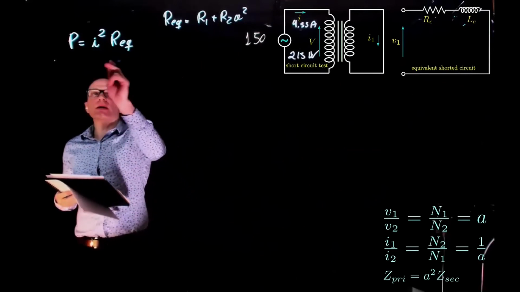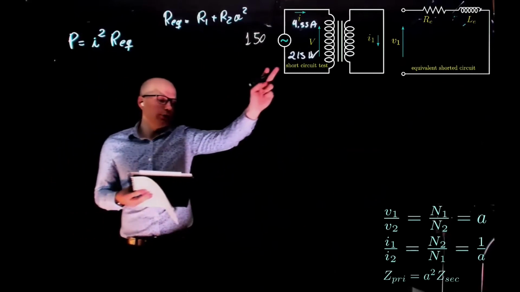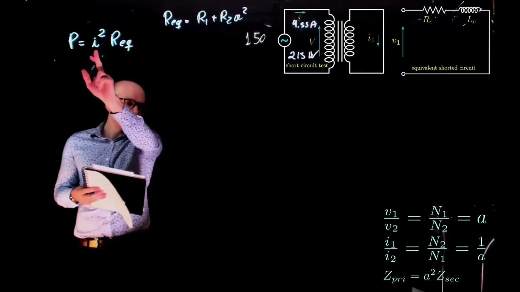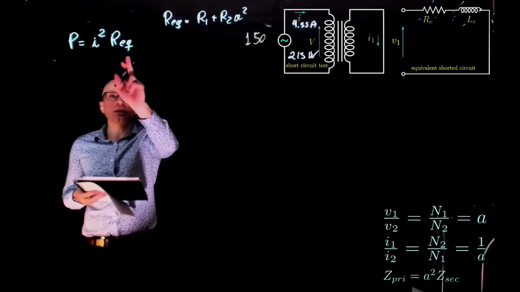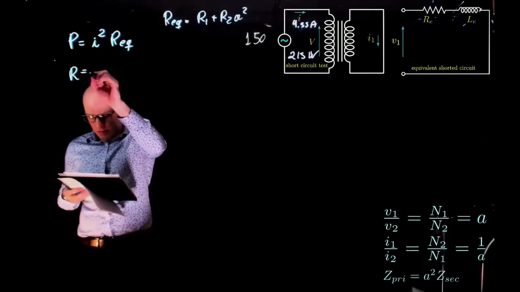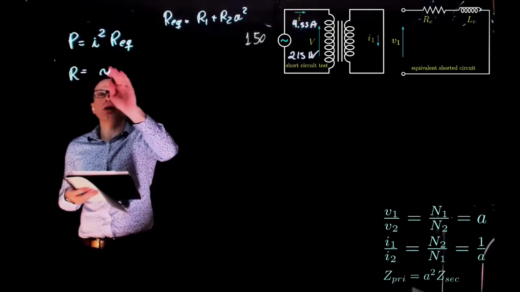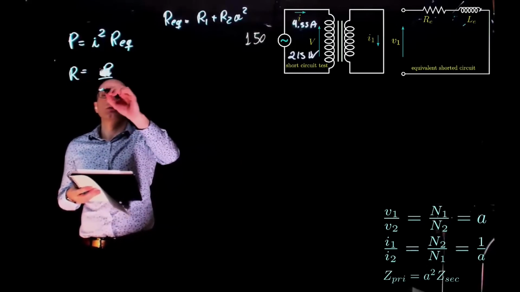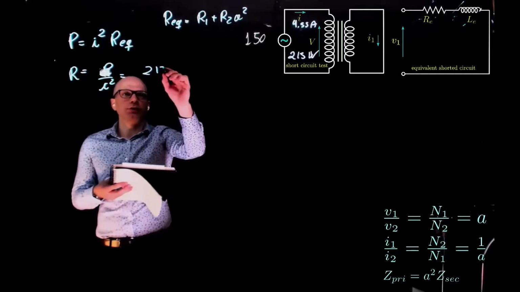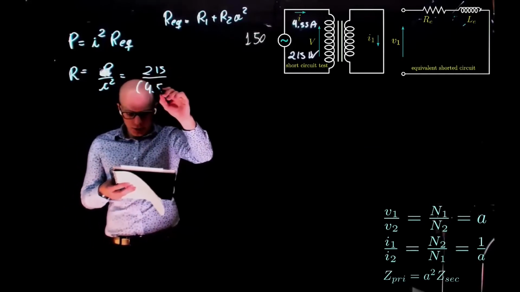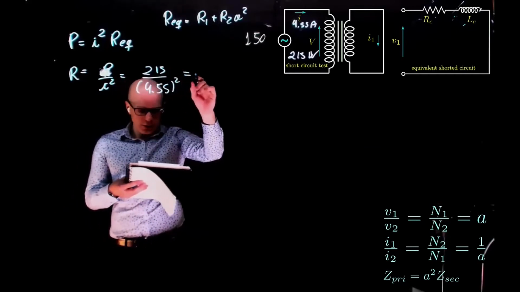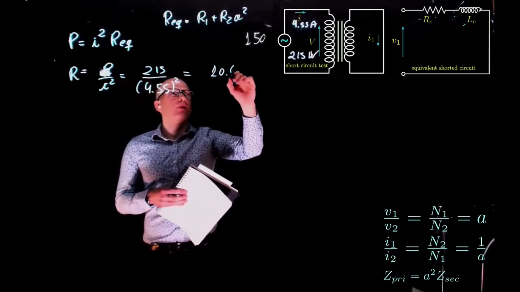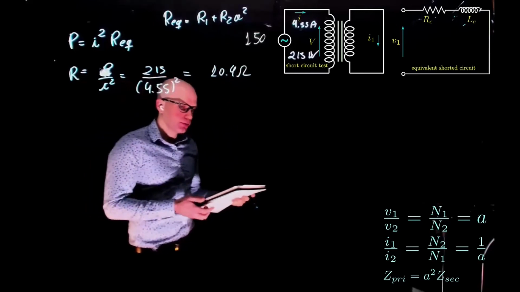And this gives us the power, which is 215 watts. We have I. Now we can calculate R. So R is simply P over I squared, 215 divided by input current 4.55 squared. That is 10.4 ohms.